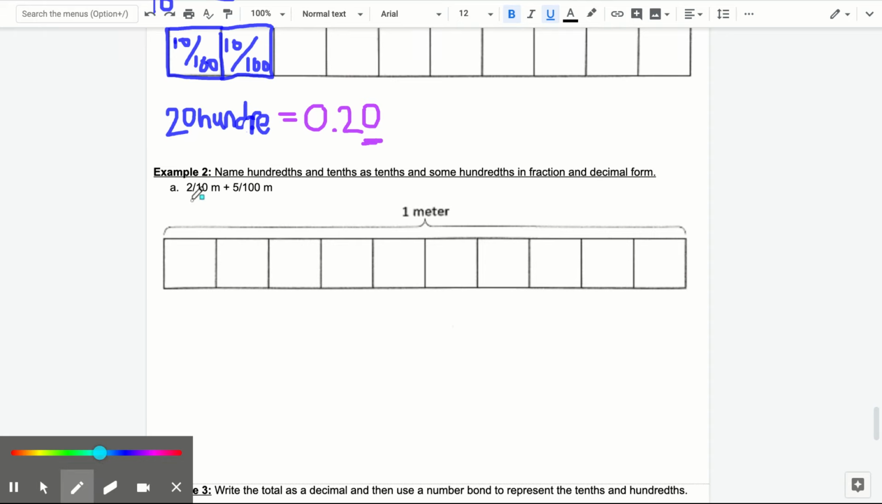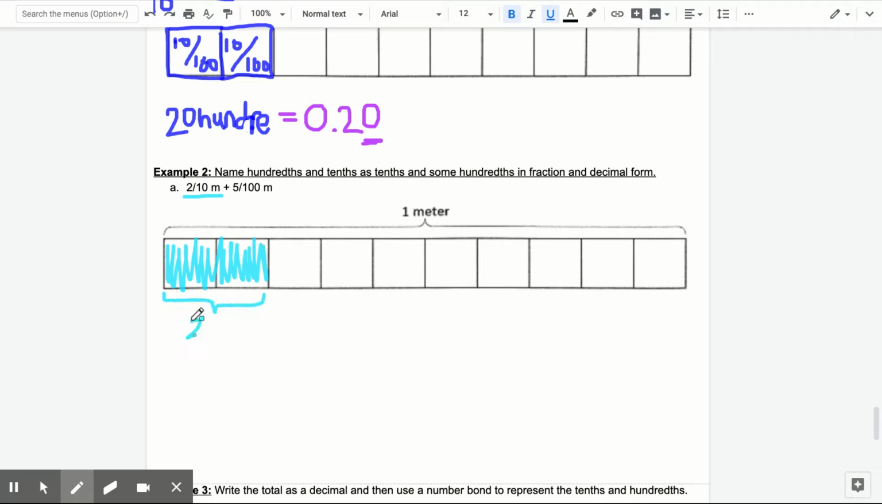All right, so I have 2/10 here. When I look at my meter stick right here, I have 10 equal parts. So I know that each of these pieces is a tenth. So to model my 2/10, I would be able to shade in 2 of them. Okay, so I'm gonna mark that so we don't forget that that is 2/10. Okay, so I also want to label or model 5/100 in the same meter stick here.